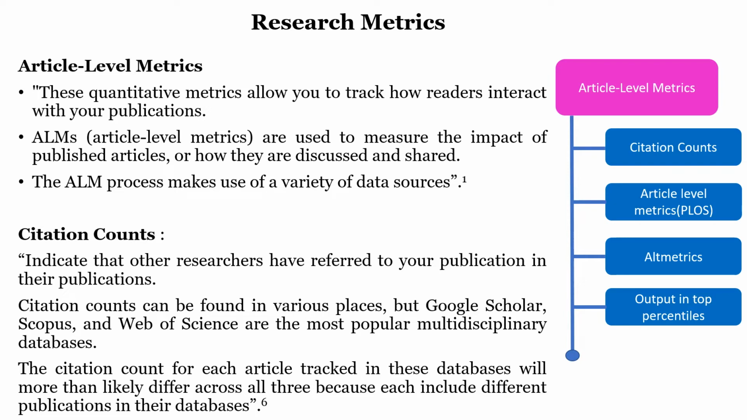It indicates that other researchers have referred to your publication in their publications. Citation counts can be found in various places, but Google Scholar, Scopus, and Web of Science are the most popular multidisciplinary databases. The citation counts for each article tracked in these databases will more than likely differ across all three because each includes different publications in their databases.